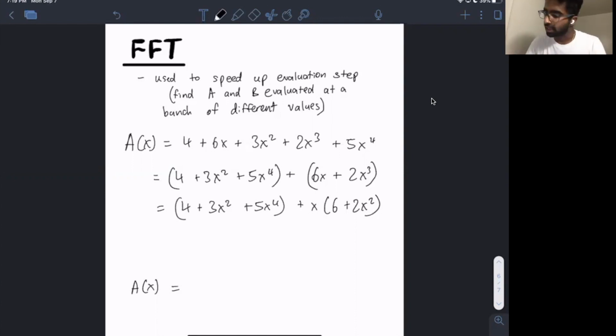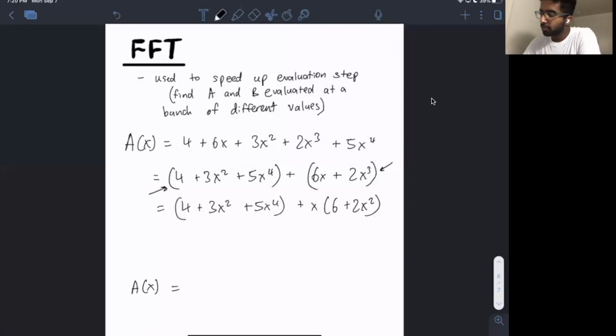The first one is on the left side here. It's the sum of all the terms that have even powers, right? So if you look here, it's 4 times x to the power of 0 plus 3x squared, which is an even term, plus 5x to the 4th, which again is an even term. And the second expression is here. It's the sum of the terms that are odd powers, right? So 6x to the power of 1 plus 2x cubed.